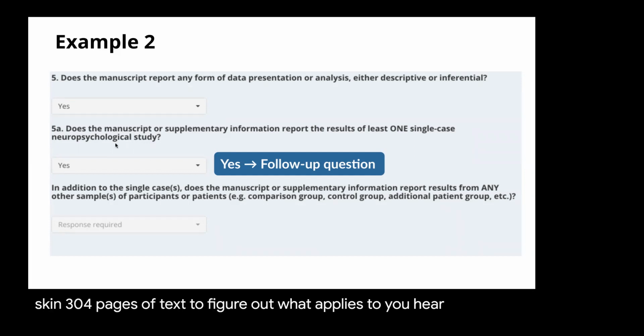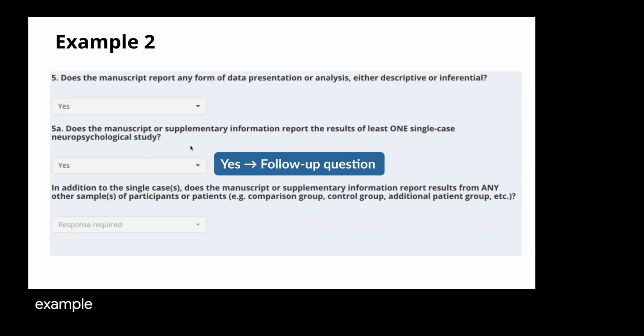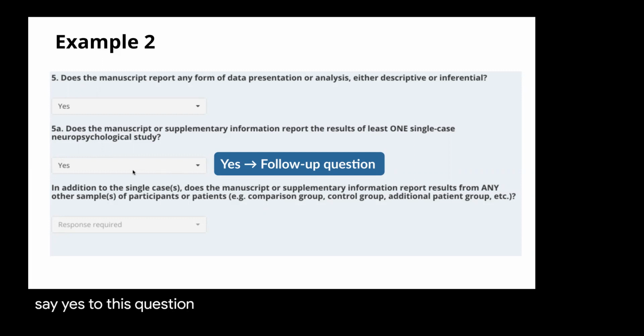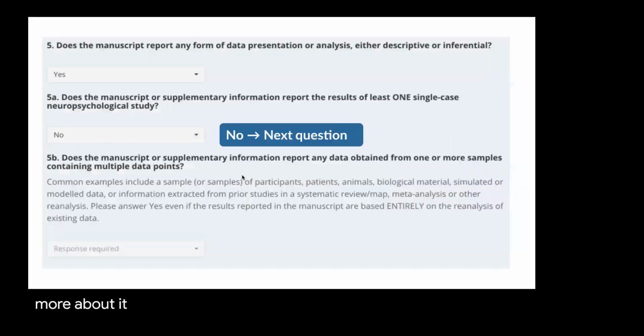Here, if, for example, you have a neuropsychological study in the manuscript and you say yes to this question, then you get a follow-up and we ask you more about it. If you say no, then you see the next question and everything is tailored from here on. It's like a big decision tree.